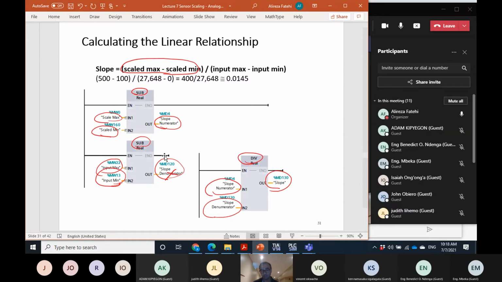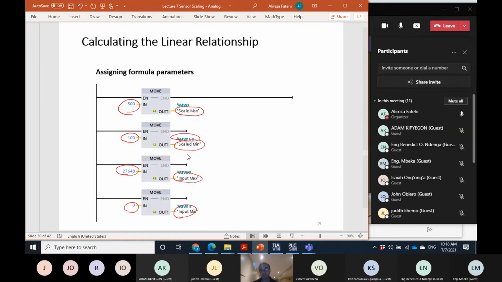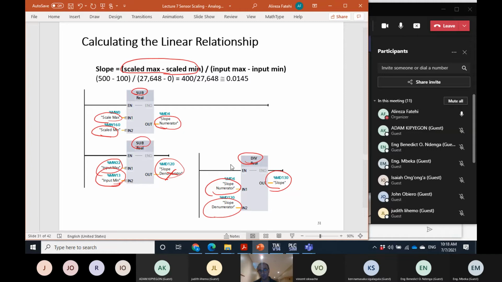For all of them here, these are integer, because these are integer values. So you see that MW0, MW16, MW20. But for the result of all of them, I use MD to have real output. For these, because both of them are integer, the result could be integer, so I could use MW4. But the division of two integers could be real, so this should be real.